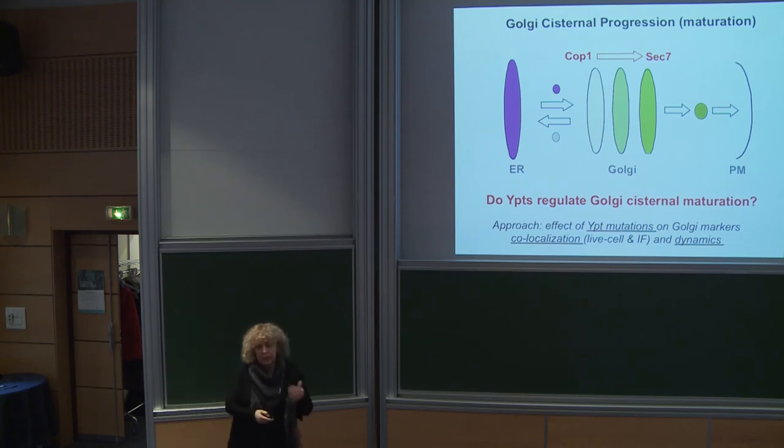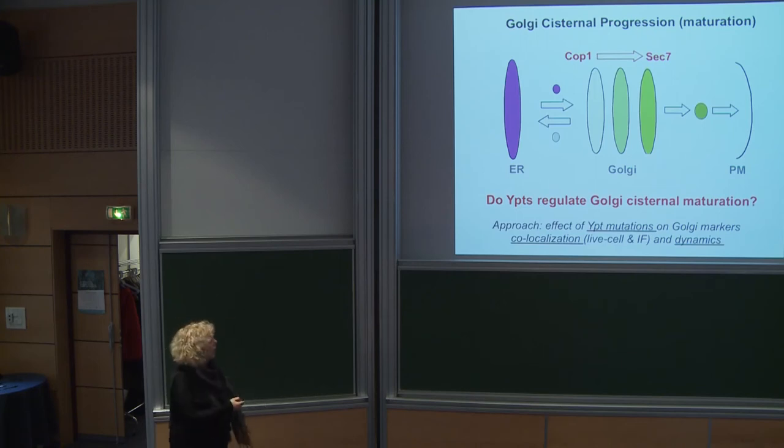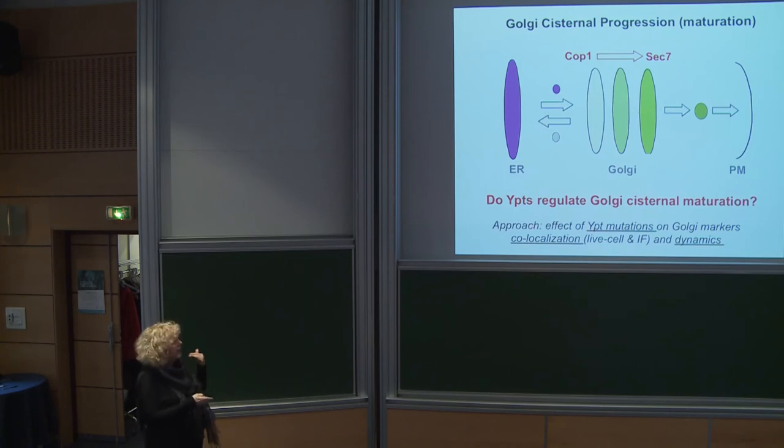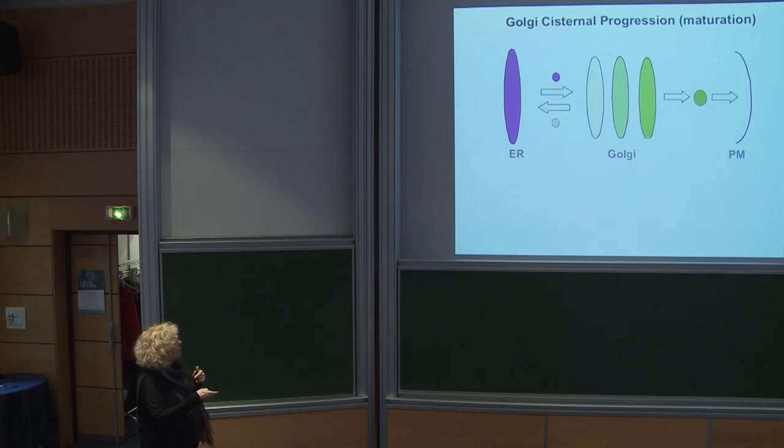We have mutations that can affect the YPT either to be super active or to be not active, okay? So now we look to see what happens to the dynamics of the cisternal maturation that the two other groups showed. But now we look with these YPT mutations, both by co-localization, doing live cell and immunofluorescence, and looking at dynamics, okay? But we also added one more thing. We actually had now a third marker. So we looked at CUP1 to 6-7, which is what they looked at, and we also looked at what happened with 6-7 to CHC1, okay?